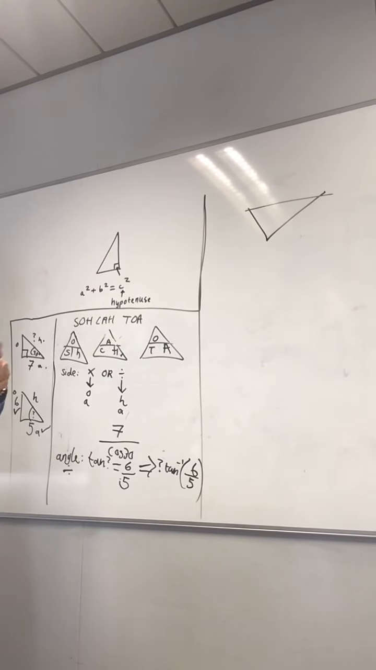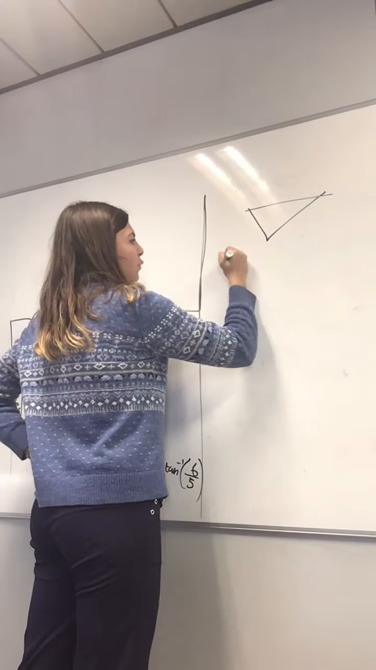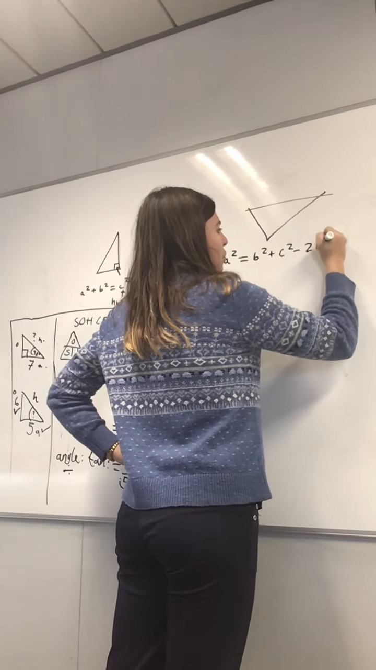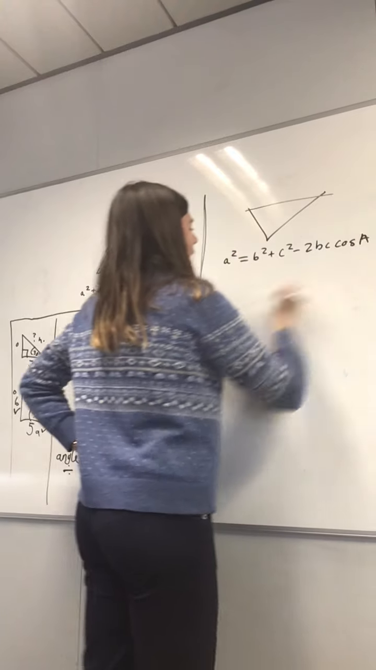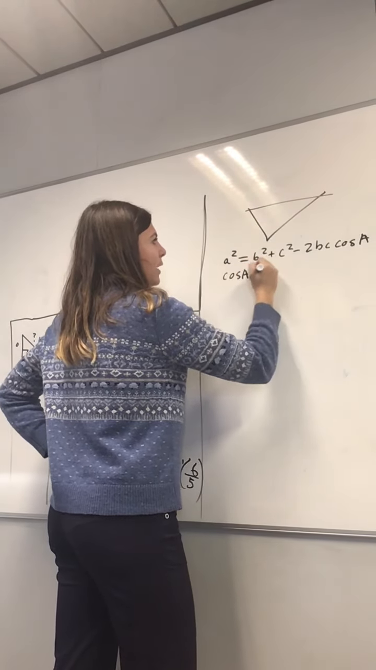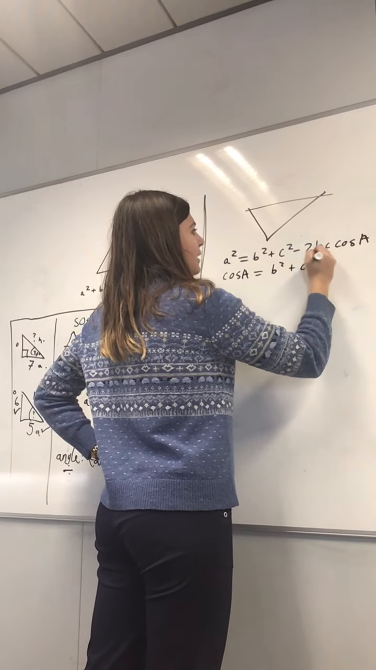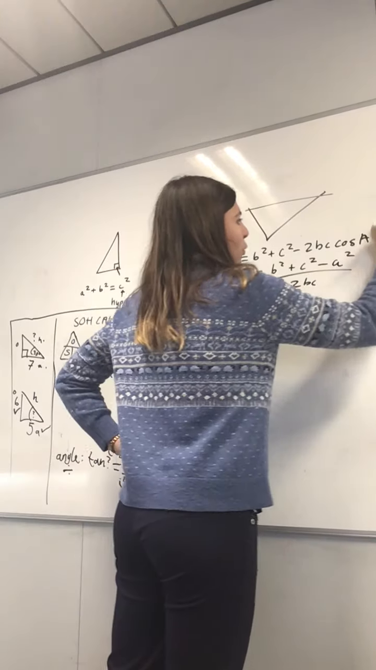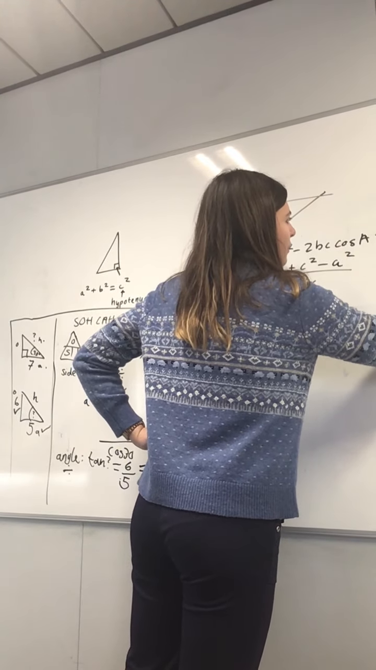Then we have a non-right angle triangle. We have three major formulas. A squared equals b squared plus c squared minus 2bc cos A. And then we also have this formula rearranged, which is cos A, which equals b squared plus c squared minus a squared over 2bc. These are what we call the cosine formulas.